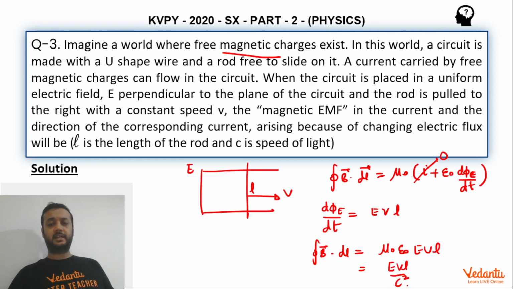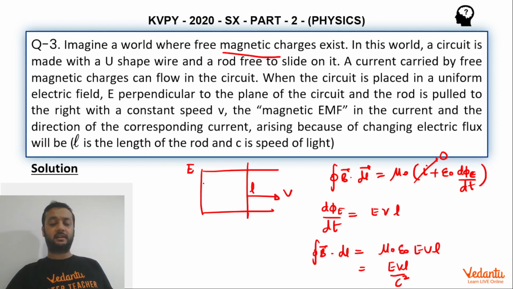Now comes the direction part. How will it be induced? In what direction will it be present? We will require the direction of the electric field, which is not given in the question. So it is not possible to comment on whether this EVL/c², which is the magnetic EMF induced, will be clockwise or anti-clockwise.